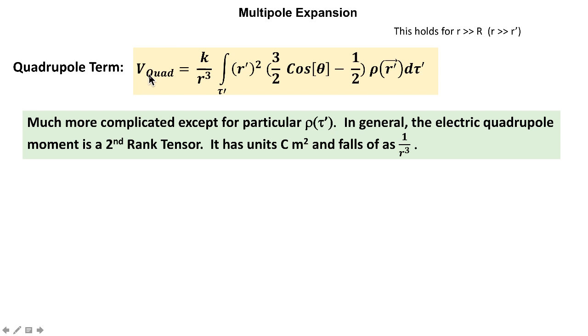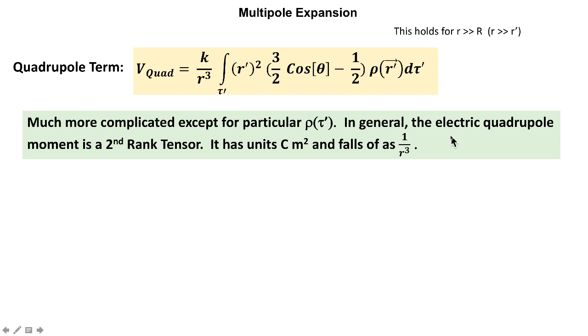The quadrupole term is quite complicated. It has the Legendre polynomial here. It has r prime squared here. And then the r dependence is outside, is 1 over r cubed. So it falls faster than the dipole and of course the monopole. This is harder to use. If we have a fairly simple rho of r prime, then we can do this integral and everybody's happy, but it's pretty rare that you have that.